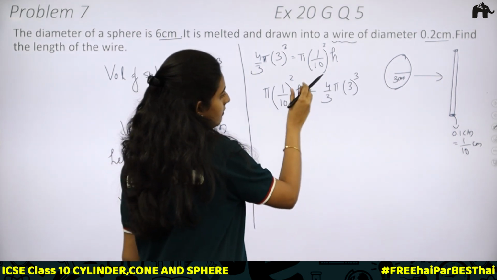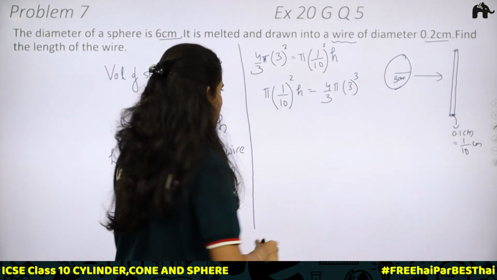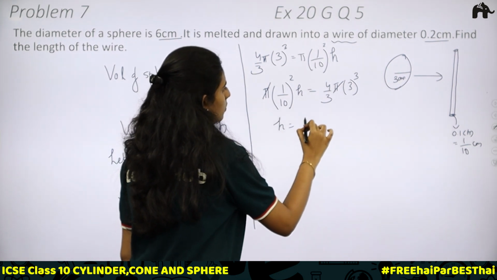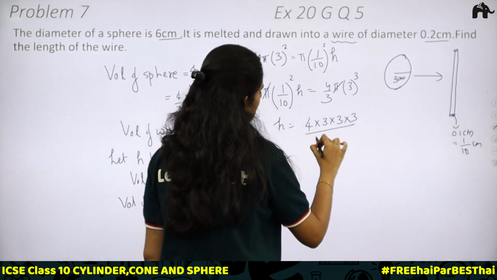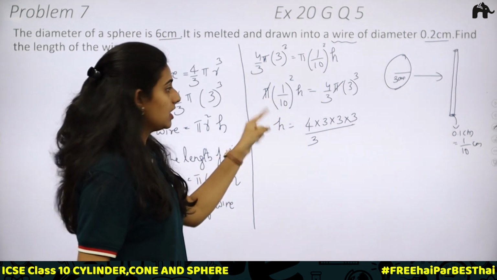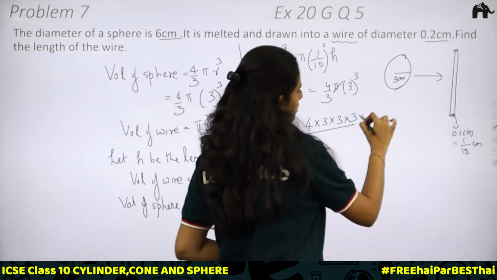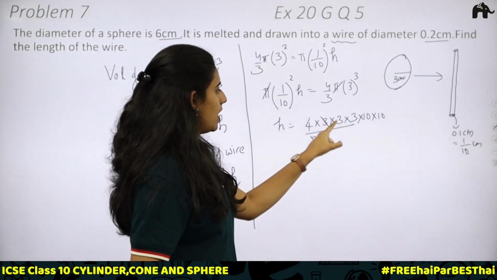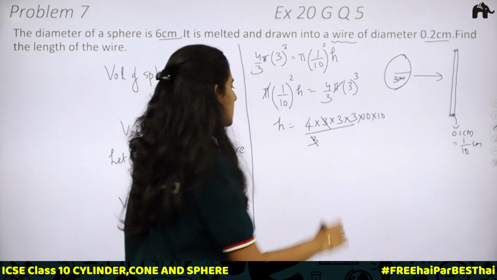Now this can be written as, we need h. We need to find what h is. Taking all other terms to the opposite side, or you can directly cancel pi from both the sides. H will be equal to 4 into 3 into 3 into 3 divided by 3. Then 10 square. Here we have 10 square. 10 is in the denominator. When it goes to opposite side, it goes to the numerator. And it is 10 square. Therefore, 10 into 10. 3 gets cancelled. 4 into 3, 12. 12 into 3, 36. 36 into 10, 360. 360 into 10, 3600.